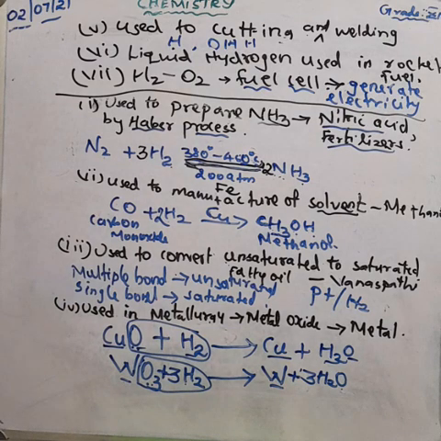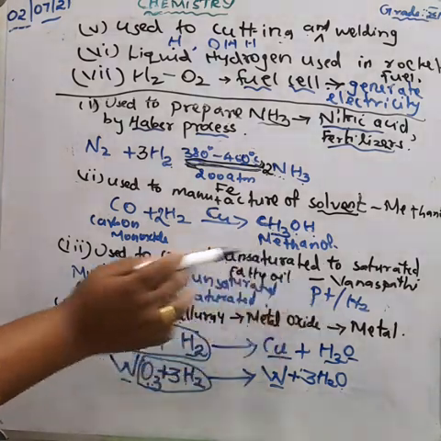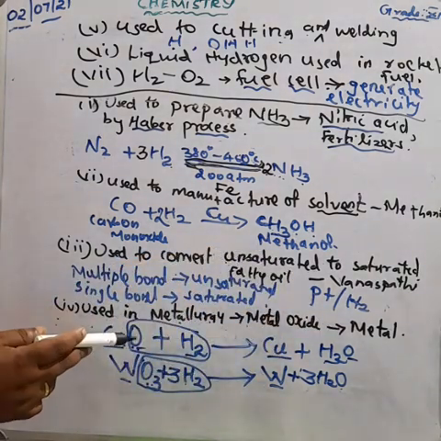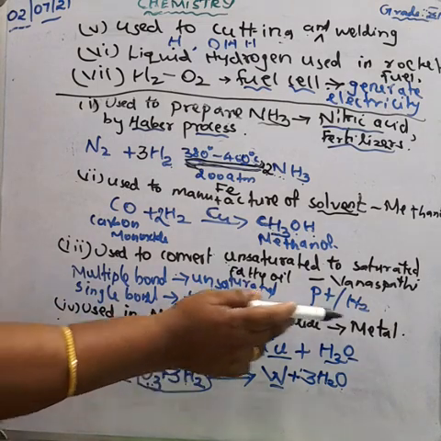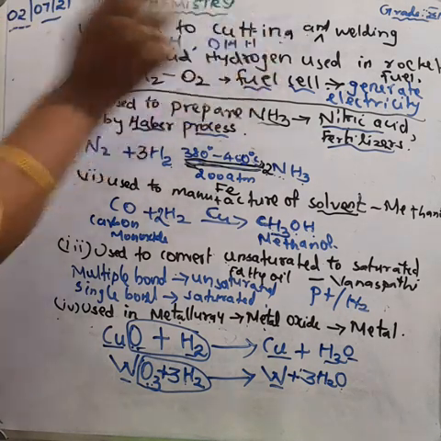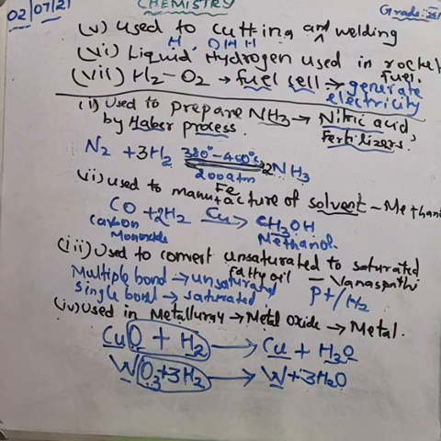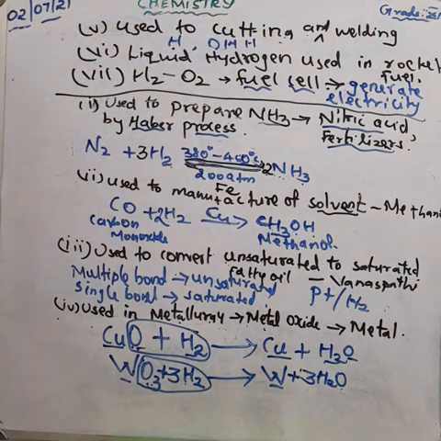Okay, and what is the fourth use? It is used in metallurgy to reduce metal oxide to metal. What is the fifth use? It is used for cutting and welding of metal. Atomic hydrogen and oxyhydrogen torches are used for cutting and welding of metals.